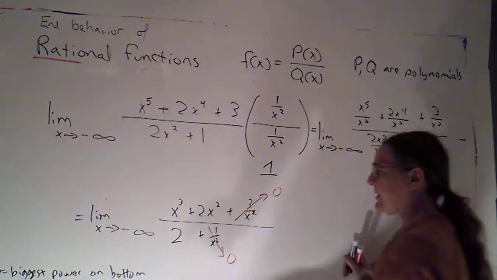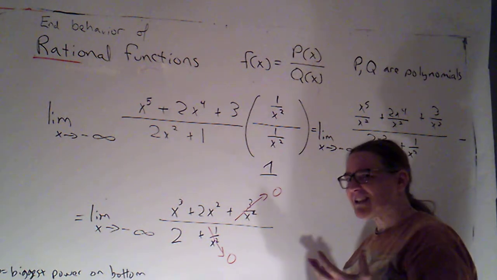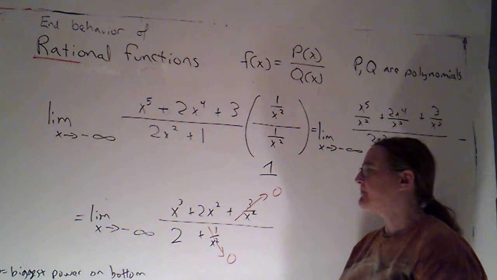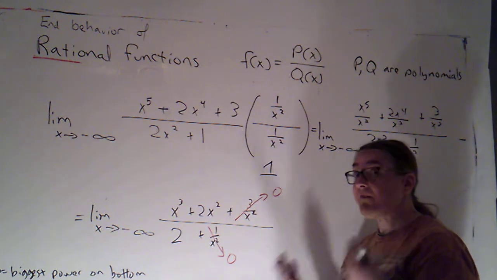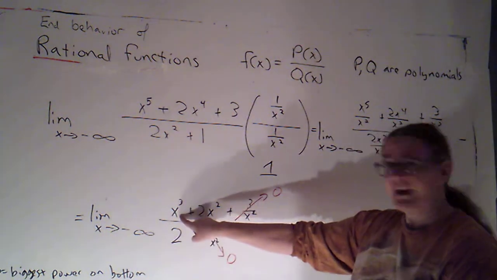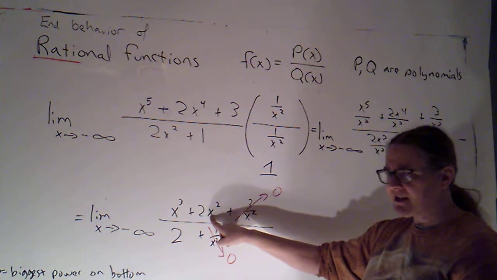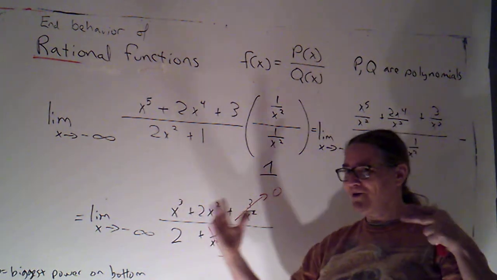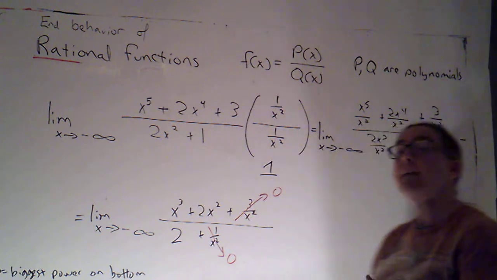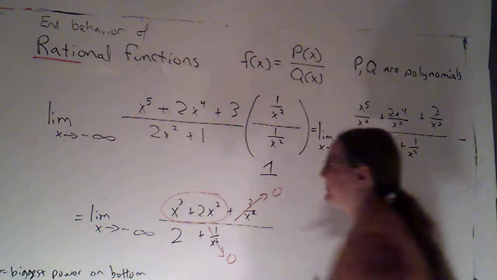Now on top, I have 2 pieces that still have x's on top. These pieces are going to be going off to infinity or minus infinity. It's not helpful to evaluate them individually. x is going to negative infinity, so x cubed is going to go to negative infinity. 2x squared is going to go to positive infinity. Quote unquote negative infinity plus infinity doesn't make sense. But I can evaluate these pieces together.